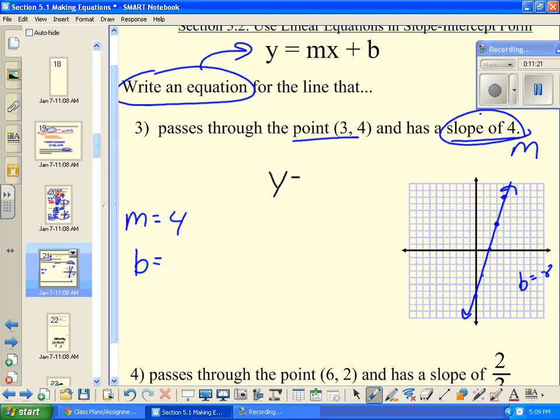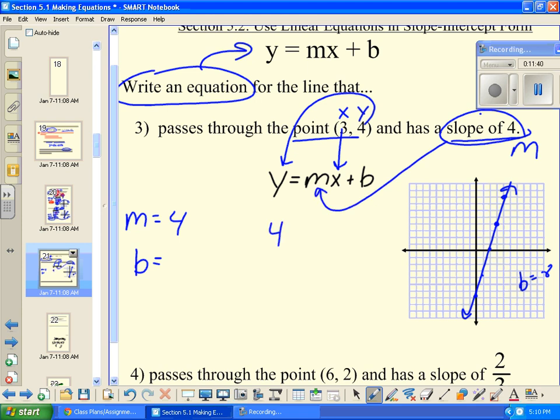Y equals mx plus b. I know what m is, and also I know this point, which is an x and a y coordinate that works in the equation. So again, I'm just going to take 3 and plug it in for x. I'm going to take 4 and plug it in for y. And the slope I also know, which is 4. I'm going to plug that in too.